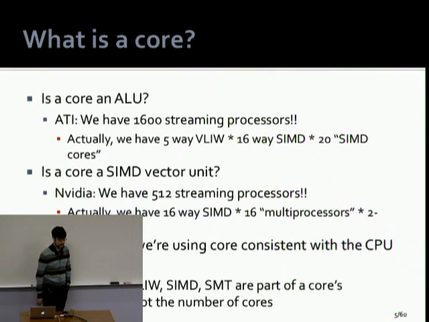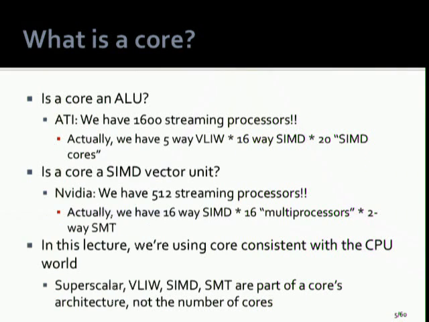All right, so now that we've established what kinds of chips we're looking at here, let's talk some more about terminology. So what is a core? This is kind of a contentious question. The marketing departments, especially of all the various companies, have their own definitions. Some people think that a core is equivalent to a floating point unit, or an arithmetic logic unit. So ATI will tell you in their marketing literature, oh, our chip has 1,600 streaming processors on a chip. 1,600. Wow, that's a lot of cores.